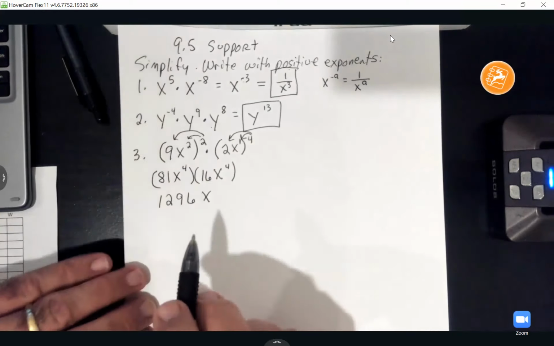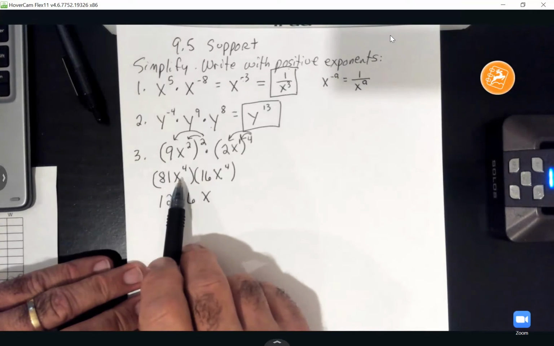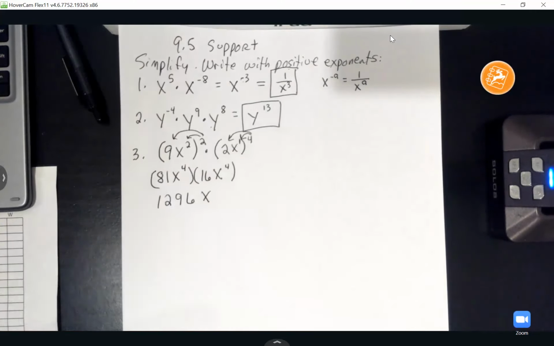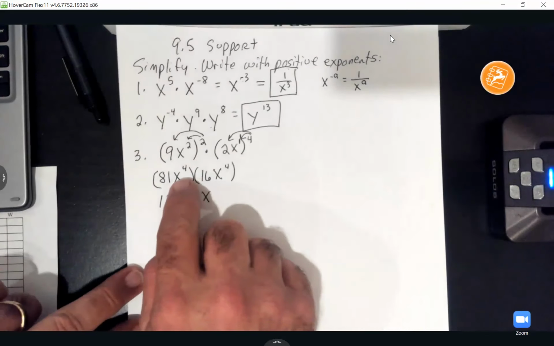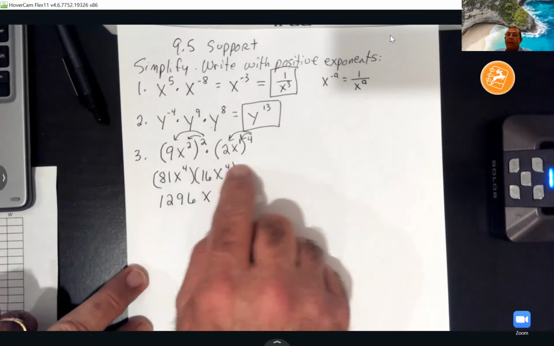X to the what? X to the 4th times x to the 4th. You multiply them, so it'll be 12... or, x to the 4th times x to the 4th, you add, so x to the 8th.